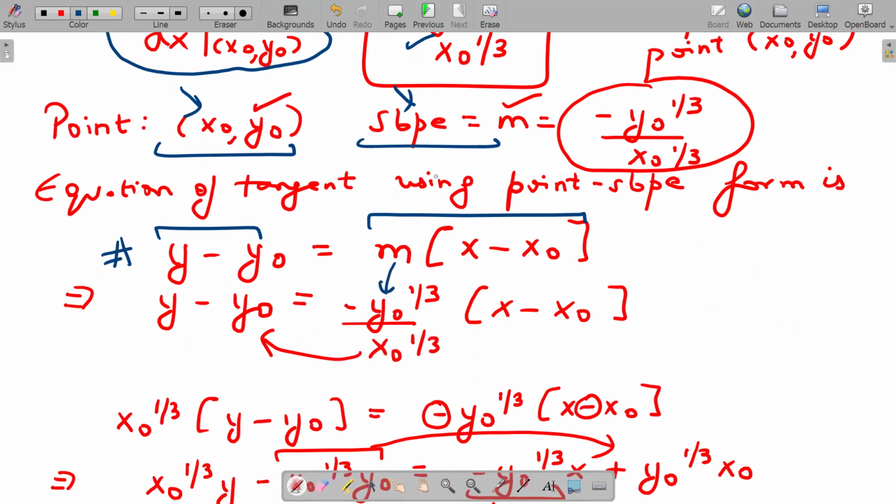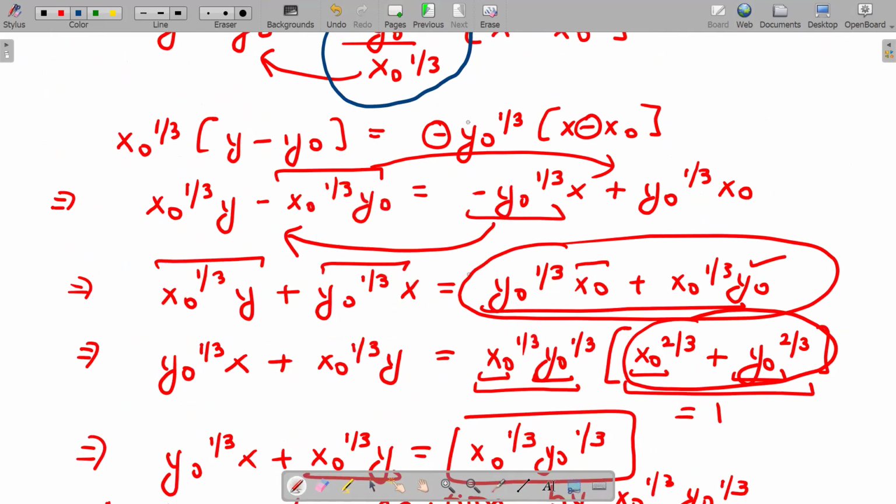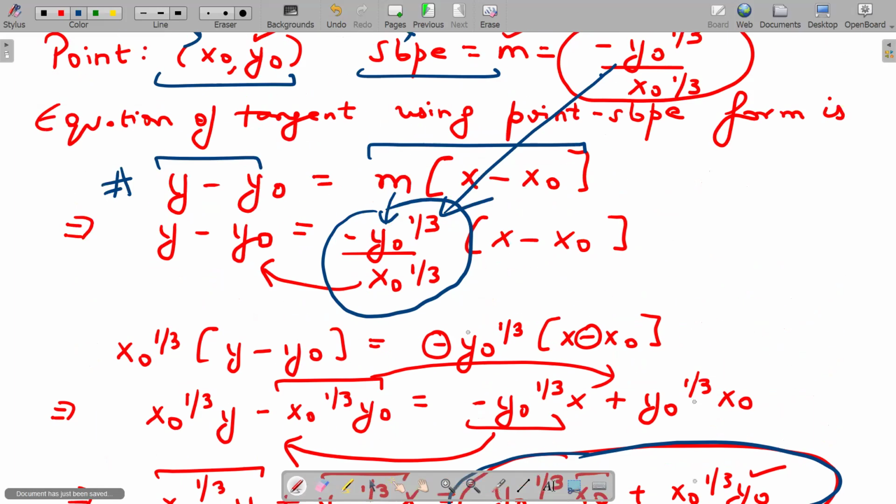I just plug in the value of m as negative y0 to the power 1/3 over x0 to the power 1/3. I rearrange the terms. Then I did the trick. In this expression, I just took x0 to the power 1/3, y0 to the power 1/3 common. This was tricky because inside the bracket, I am left with this, which is 1. Why is it equal to 1?